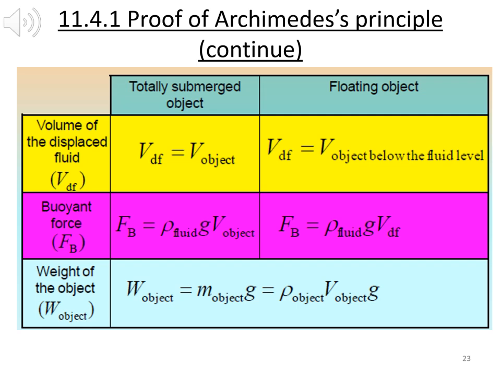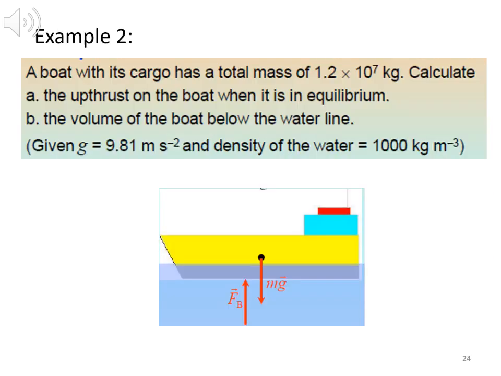Here is the summary of the proof in Archimedes' principle based on volume of the displaced fluid, buoyant force and weight of the object. Let's see some example here. A boat with its cargo has a total mass of 1.2 × 10^7 kg. Calculate the upthrust on the boat when it is in equilibrium and the volume of the boat below the waterline.